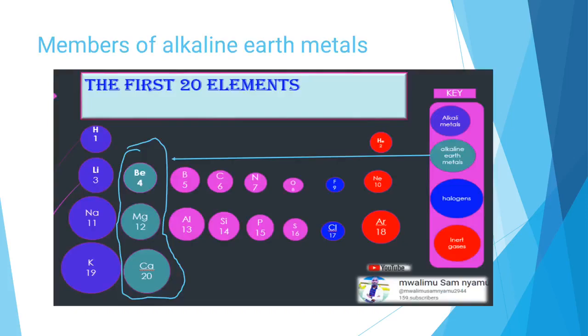So we look at the members of the alkaline earth metals, and like you can see from what we have in the diagram here, the alkaline earth metals are usually made up of a group of elements, and for the first 20 elements we'll just be looking at barium, then magnesium, and finally calcium. Note that these elements are found in group 2 of the periodic table, and they are usually referred to as the alkaline earth metals. The reason for their name is because most of these metals are found naturally from the earth.